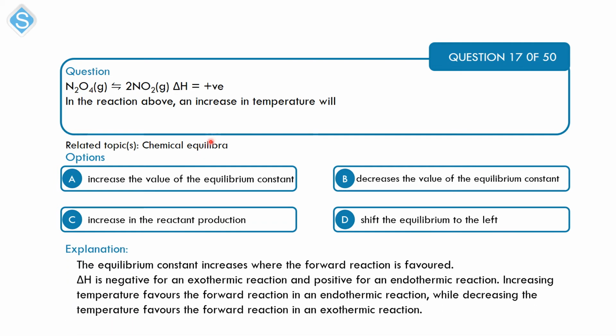Alright, if we look at this reaction here, we can see that it is endothermic since your delta H is positive. For exothermic reaction, it is negative. Now, in an endothermic reaction, where heat is absorbed from the environment, increasing the temperature is going to favor the forward reaction. And in every reaction where the forward reaction is favored, the equilibrium constant will increase. Where the backward reaction is favored, the equilibrium constant is going to decrease. So option A is the correct option here. Increasing the temperature is going to favor the forward reaction in an endothermic reaction like this, and that would consequentially increase the value of the equilibrium constant.